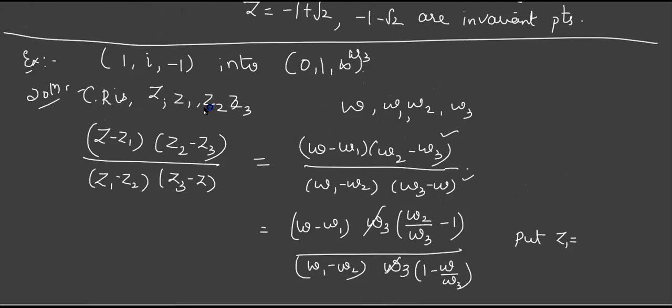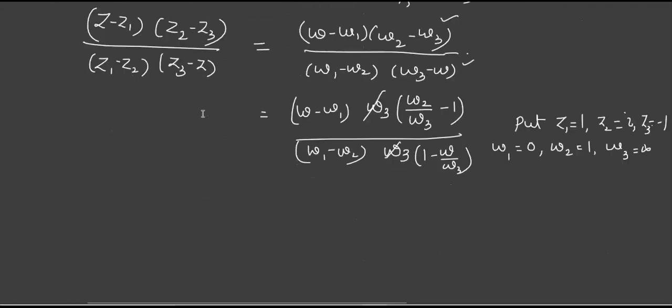Put Z1 as 1. Z2 is I. Z3 is minus 1. These are the values of Z. These are the values of W. What is W1? 0. W2 is 1. W3 is infinity. Let us substitute.